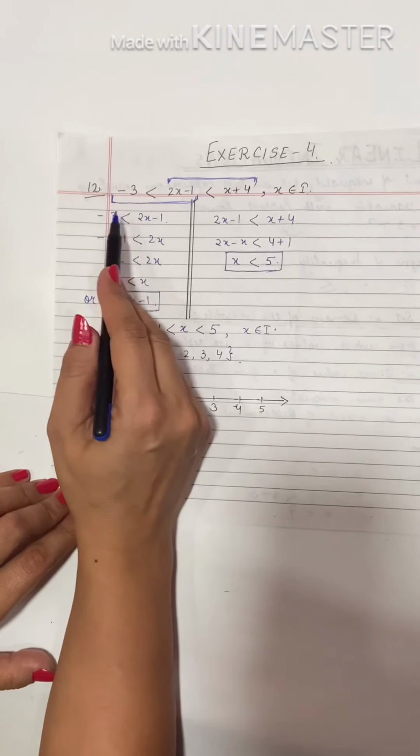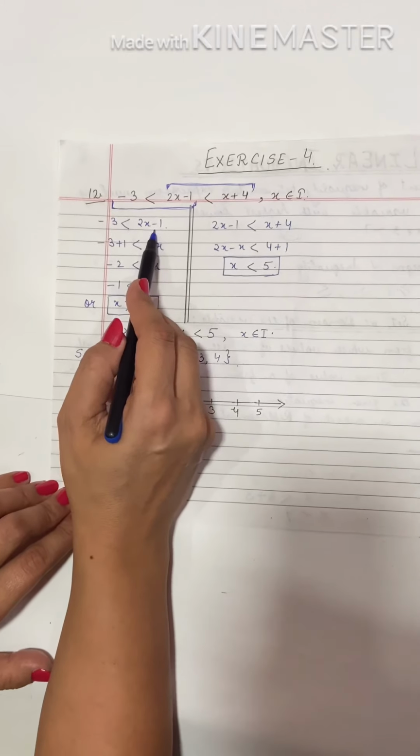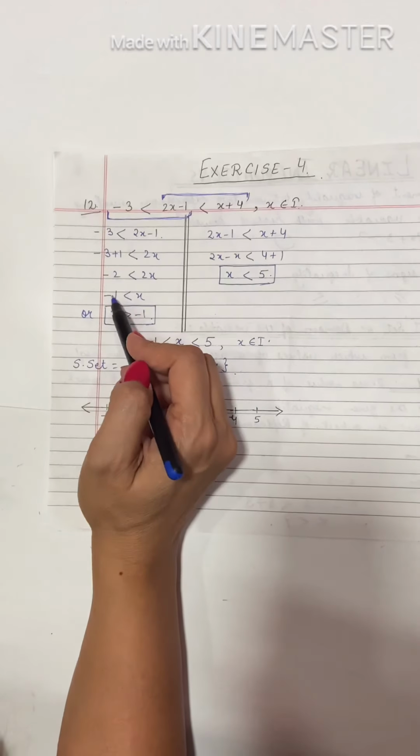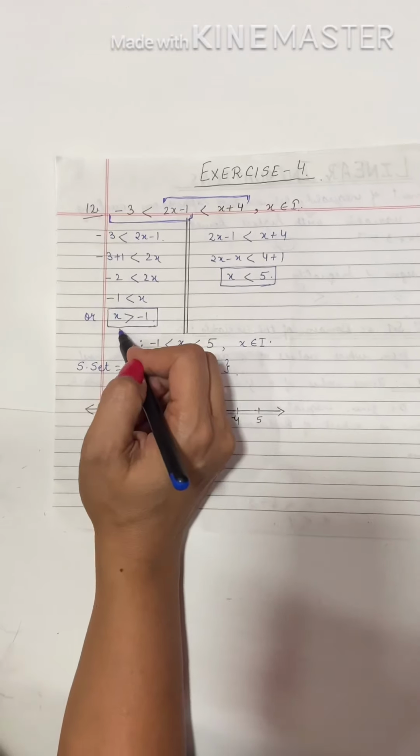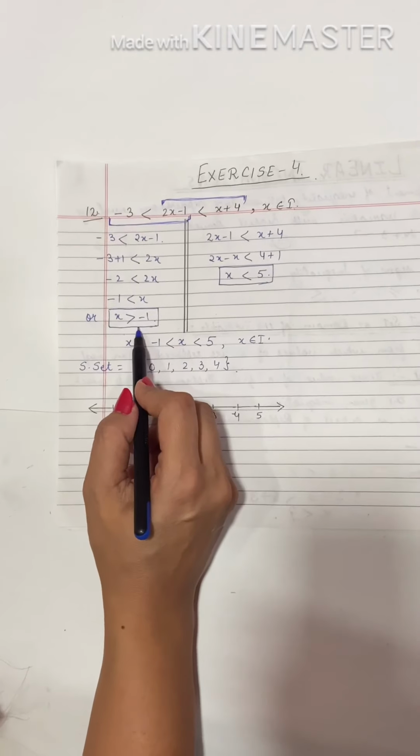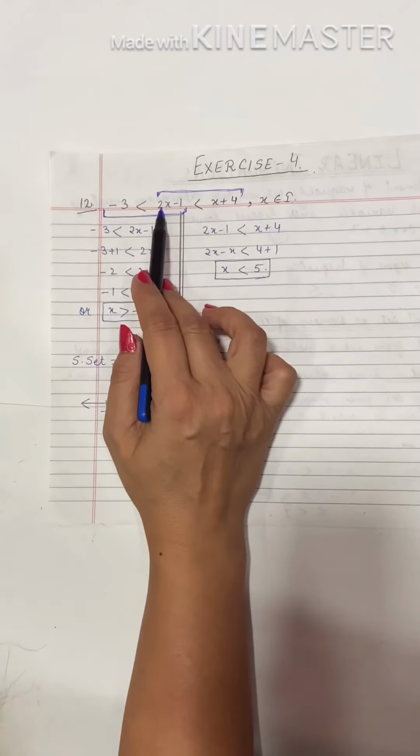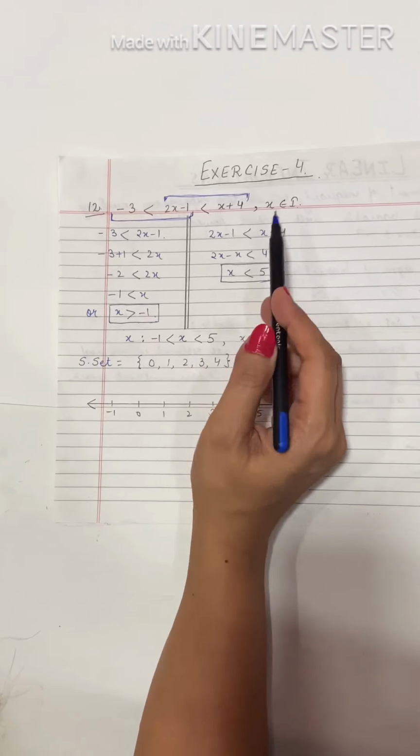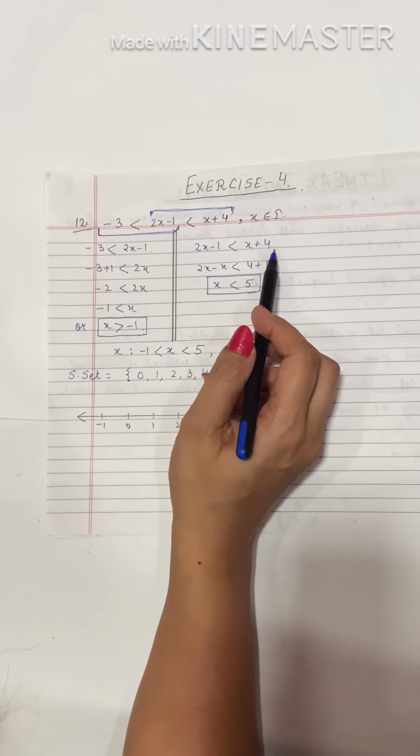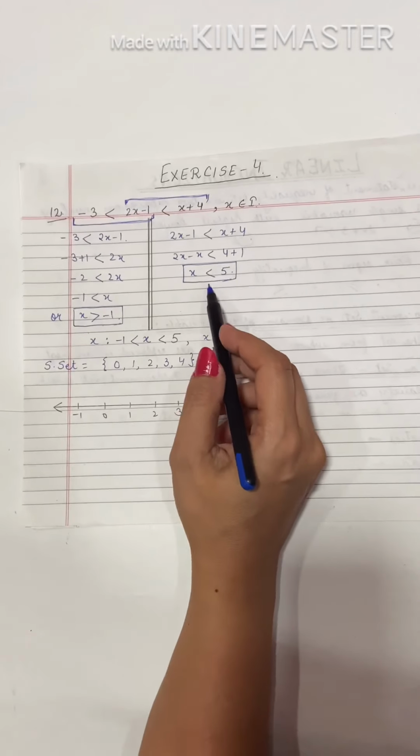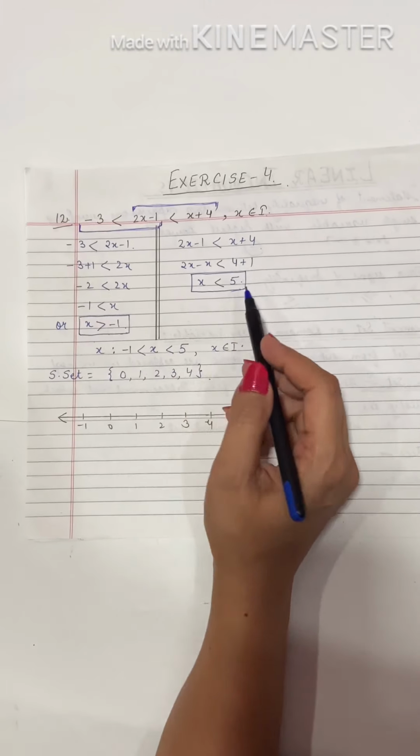So first I am taking this: minus 3 is less than 2x minus 1. Then you have to simplify it as you have done in the previous questions. Solving this, we get x is greater than minus 1. Similarly, now we take the second linear inequation. This is 2x minus 1 is less than x plus 4. From this we get x is less than 5.